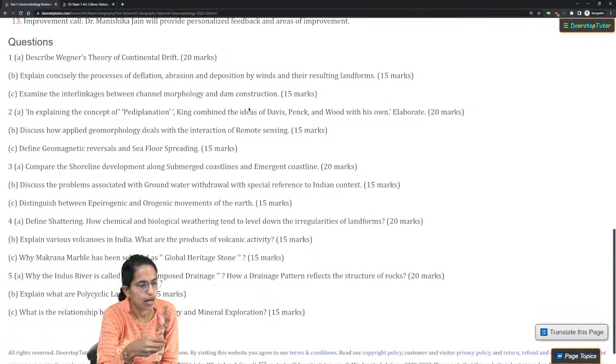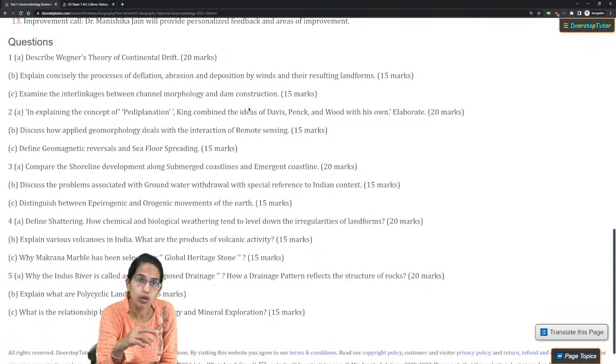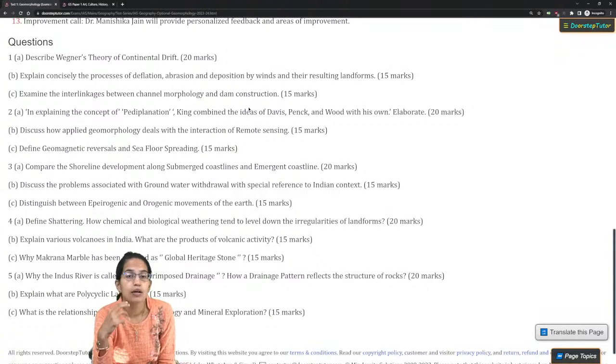For example, if you go on to question 4C, why Makrana marble has been selected as a global heritage stone. Now here you would talk about the types of marbles, the Makrana marble, the uniqueness of Makrana marble, in which all historical buildings Makrana marble has been used, and therefore it has been titled as the global heritage stone. Any other stones which have been remarked in the category of global heritage stone would also be mentioned here. So this is one of the examples.